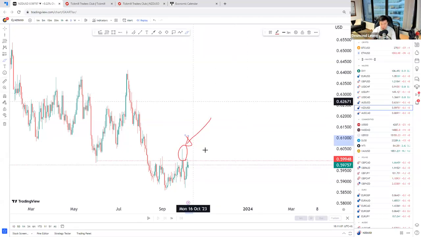The second reason, right? The second reason why we didn't play a breakout here, according to the Wyckoff method. Just give me a second. I'm losing a little bit of my voice.